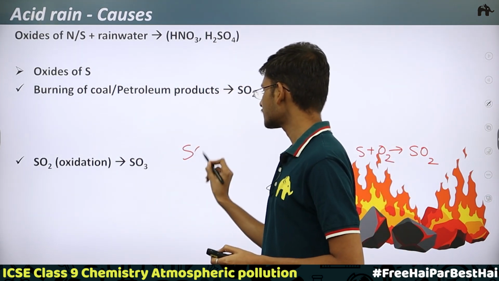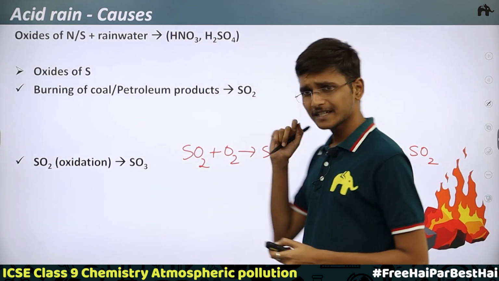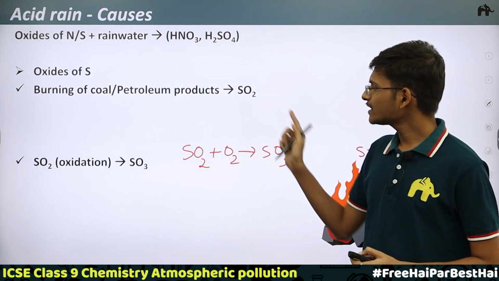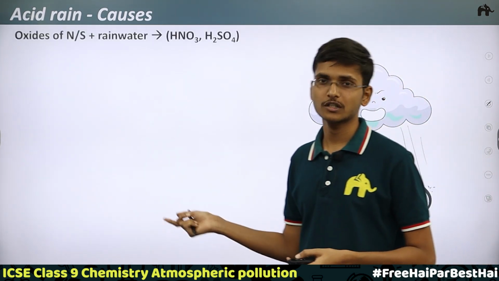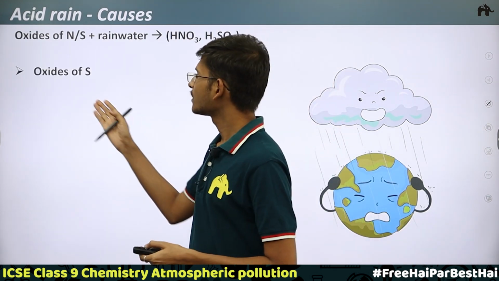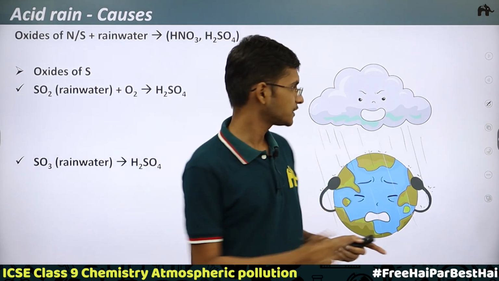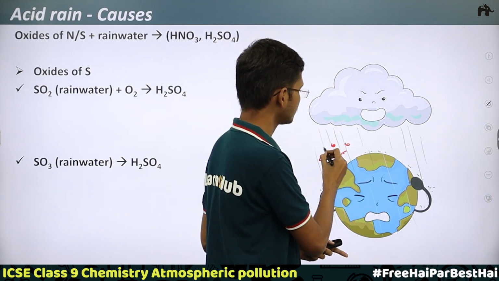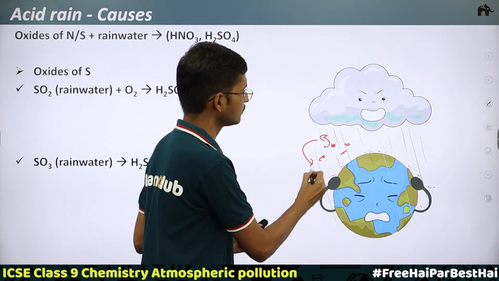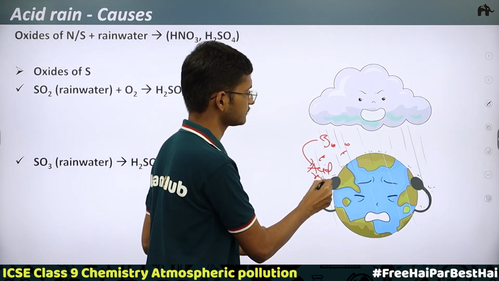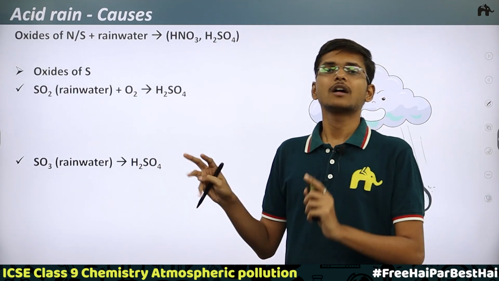So the sulfur dioxide reacts with oxygen and forms sulfur trioxide. Here sulfur dioxide as well as sulfur trioxide both react with the rainwater. Now these oxides of sulfur both react with the rainwater and form sulfuric acid. This sulfuric acid, which is formed in the atmosphere, gets mixed with the rainwater, resulting in acid rain. Correct?